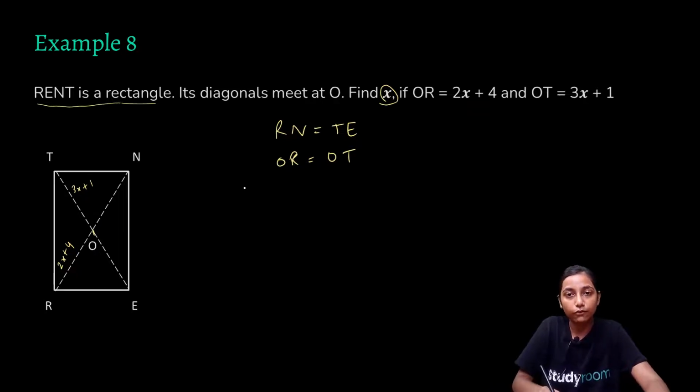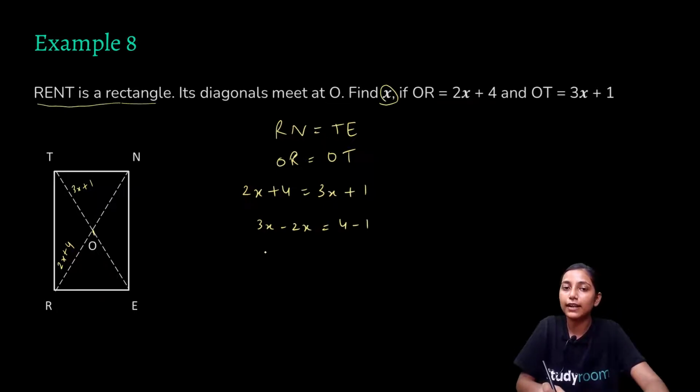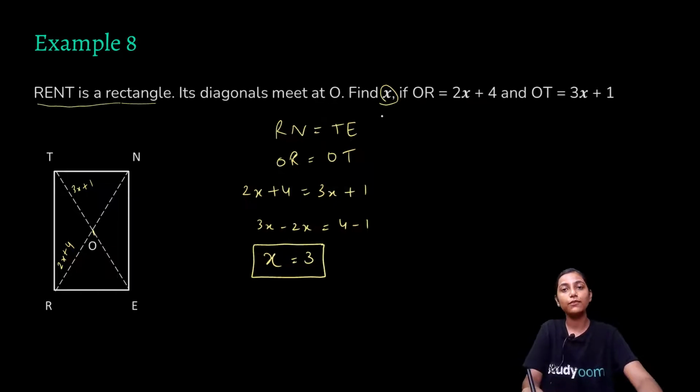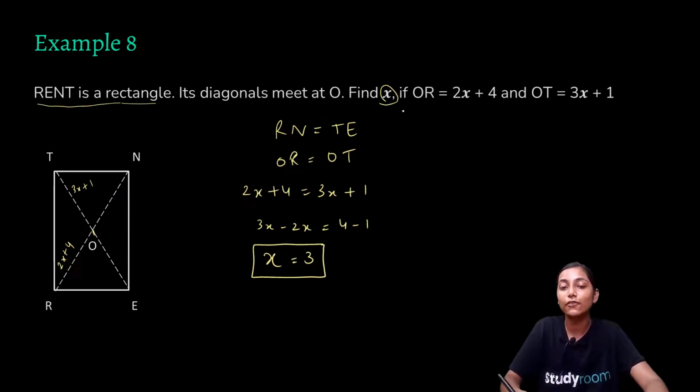Therefore, OR was 2x plus 4. This is equal to OT, that was 3x plus 1. Now after solving this equation, we are getting 3x minus 2x is equal to 4 minus 1. That is, our x is equal to 4 minus 1, 3. This is what we had to find. We had to find the value of x and our x is equal to 3. How did we find it? We found out this value of x by using this property that the diagonals of a rectangle are of equal length.